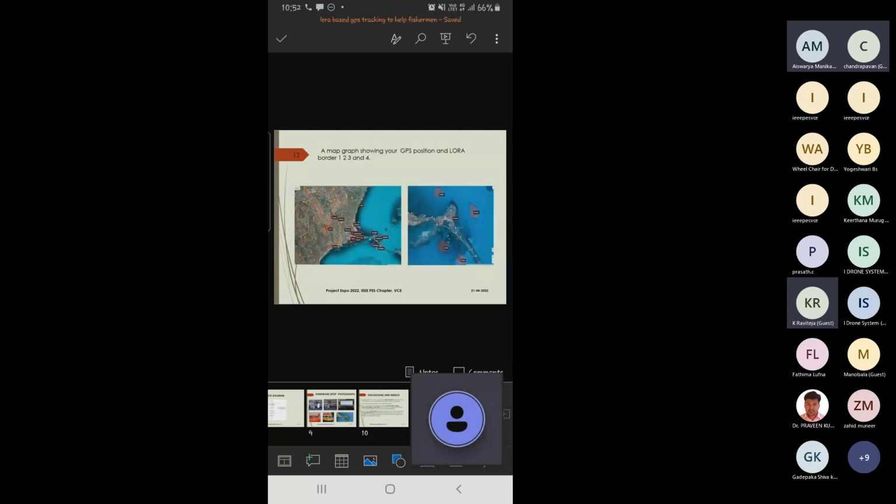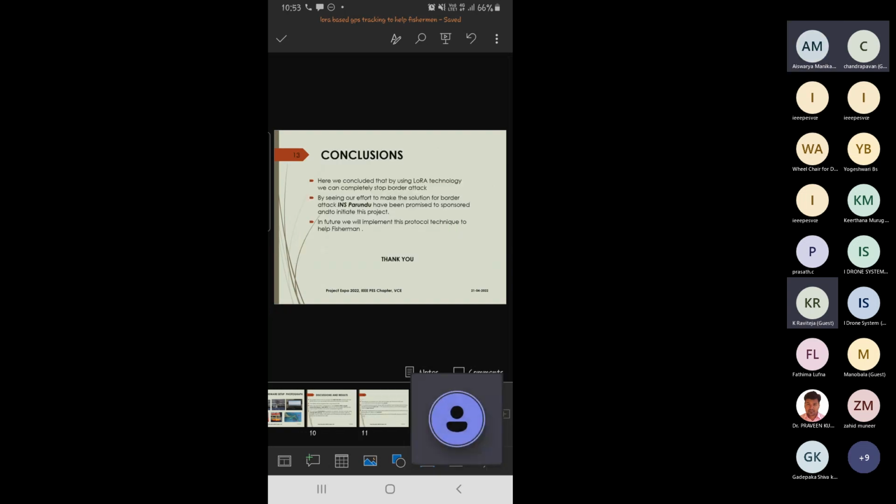And this slide shows a map. You can see the first diagram shows an area. We assumed creating some areas. And the second diagram shows a LoRa border. Finally, in conclusion, we concluded that by using LoRa technology, we can completely stop border attacks. To make a solution for border attacks, INS Parundu has proposed to sponsor and initiate this project. In future, we will implement this technique to help fishermen. And that's all about my presentation.